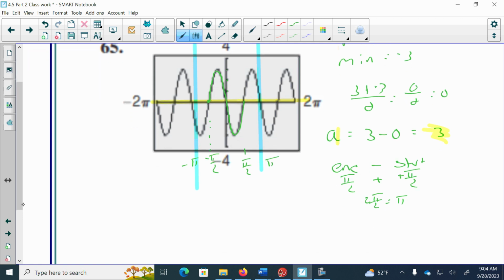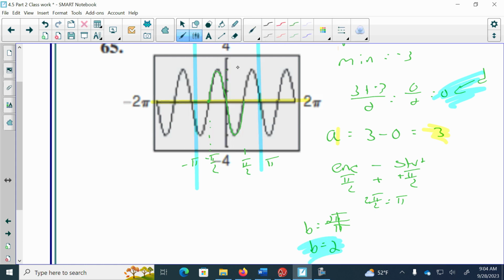To find my b, remember b is equal to 2 pi divided by the period, which I just said was pi. So my b ends up being 2. Oh, I forgot to tell you your d. This midline is your d. Sorry about that. So that's my b, and the last thing I need is my c.